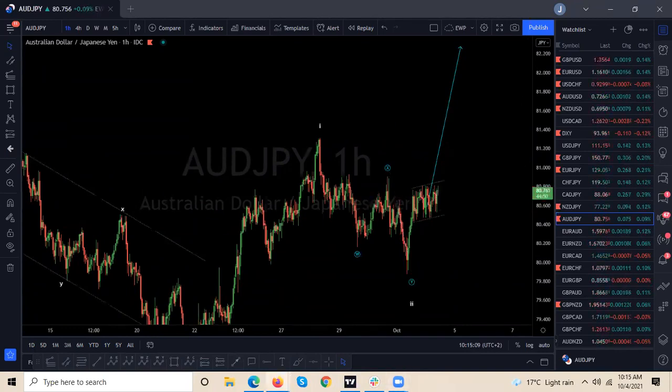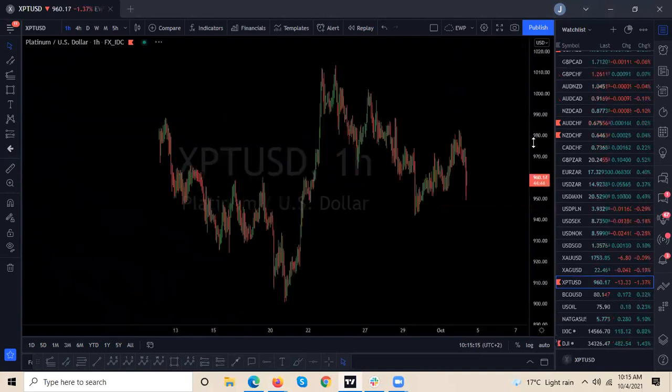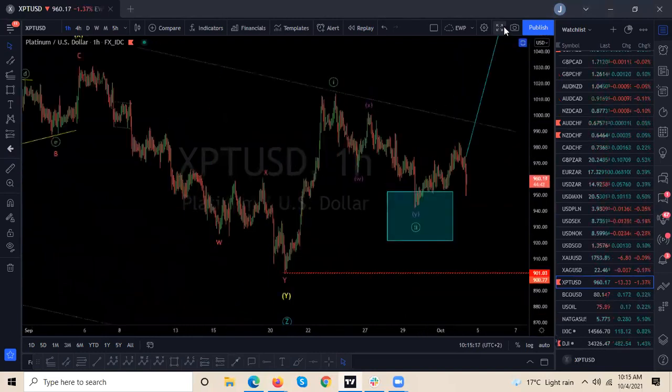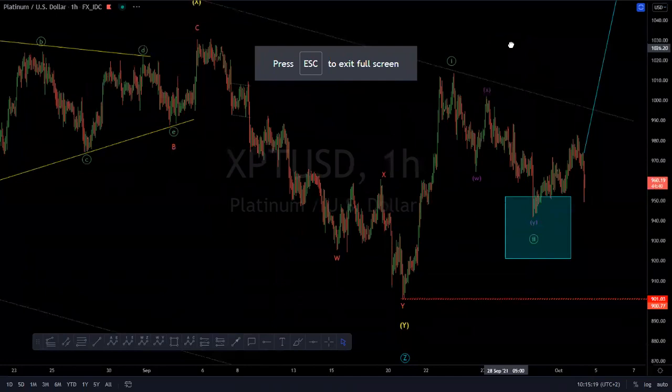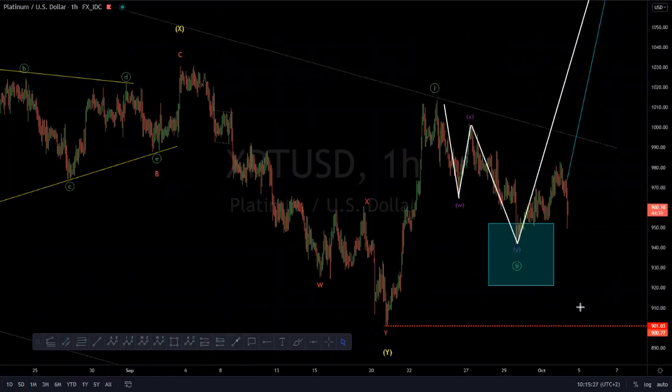Now let's have a look at the next one here. I'm going to quickly run through this here. Platinum is the next one that we've had here. So platinum, we've been looking at this structure here. This should be a 3-wave move after this impulsive move here. This should be a 3-wave move into the blue box, and that is exactly what we got. And we're expecting this move to the upside here.